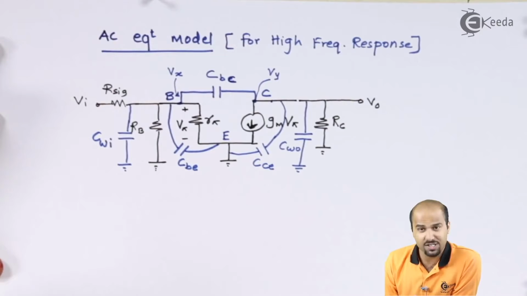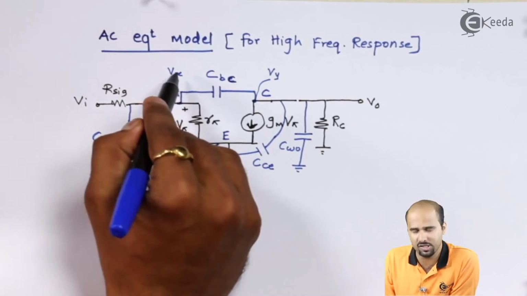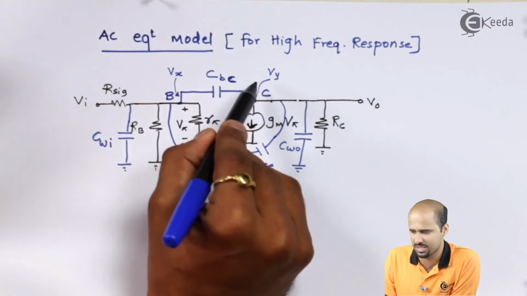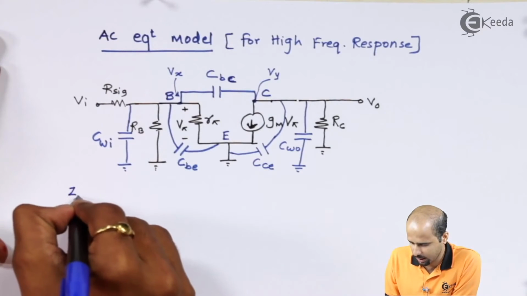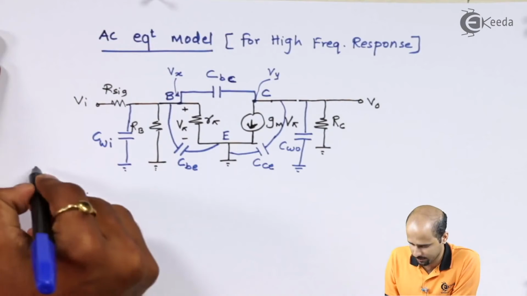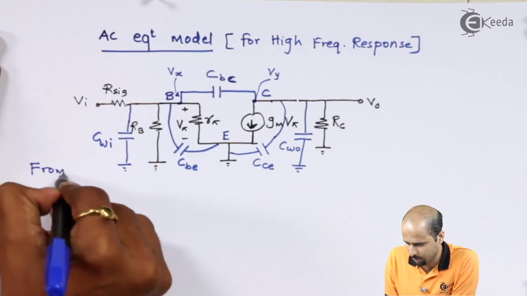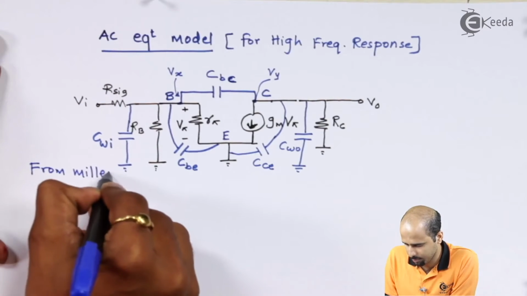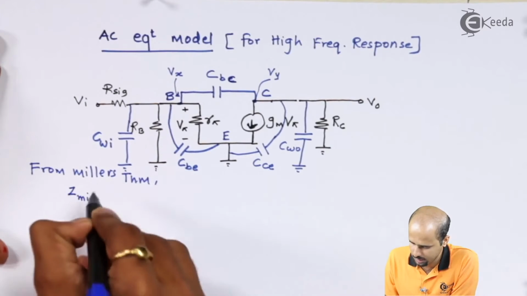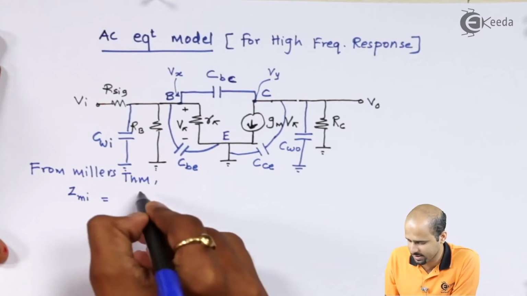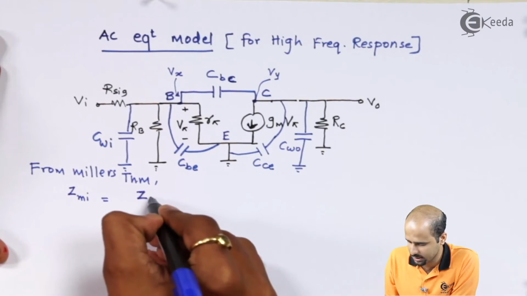As far as the input voltage for Miller's theorem is Vx, the output voltage for Miller's theorem is Vy, and we know what Zmi is from Miller's theorem, right? So from Miller's theorem, what is Zmi? Zmi is nothing but Zi.